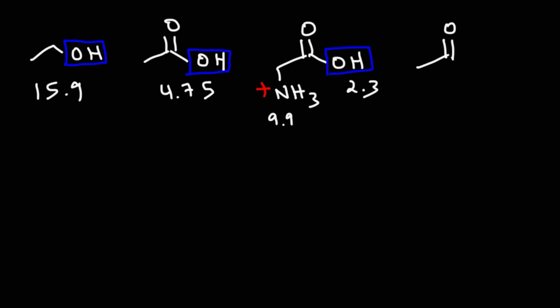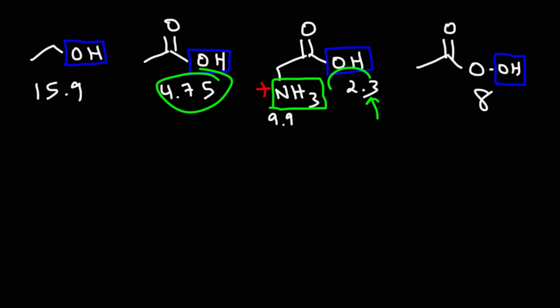And the pKa of a peroxy acid is very similar to a carboxylic acid, but it's a little different. The OH is attached to an oxygen as opposed to a carbonyl group. It's going to be a little bit higher, so it's around 8. But notice the effect that this electronegative nitrogen atom has on the pKa of the carboxylic acid. By adding this electronegative group, the pKa dropped from 4.75 to 2.3. This is due to the inductive effect.